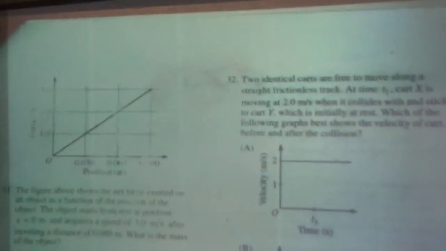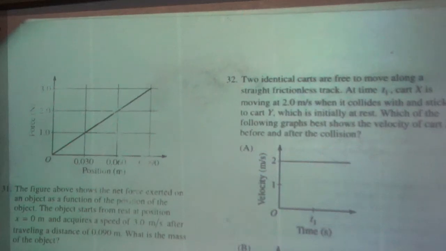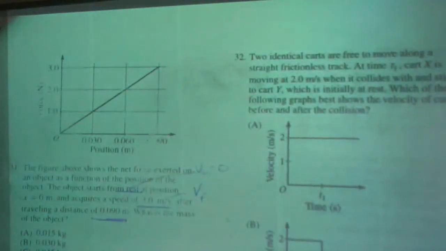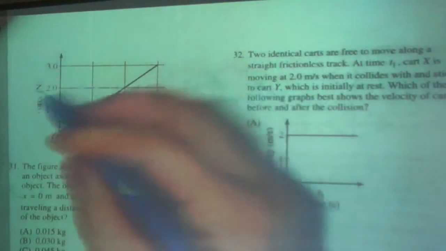Net force as a function of position, and we have that it started from rest and then gained a speed of 3. So this is my V final, and my V naught was 0. And we've got distance and of course this changing force. So we are looking for mass. Well, we have velocity, so I'm relating mass and velocity to force and position.